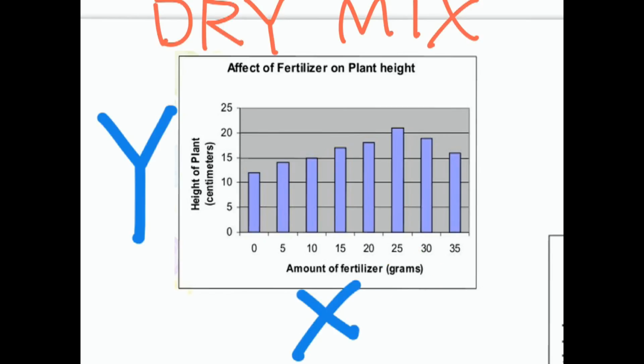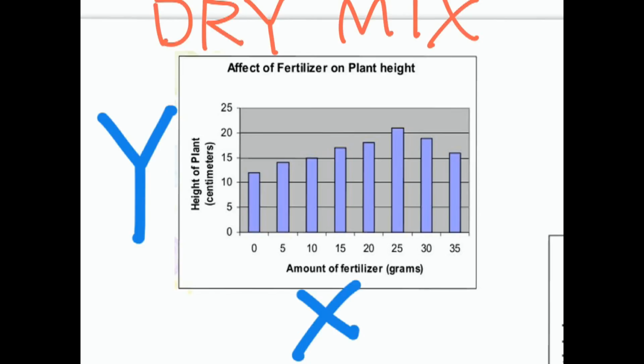I added the different amounts of fertilizer in grams. Remember to always put your units in parentheses. So I added 0 grams of fertilizer to this plant. I added 5 grams. I added 10 grams. I added 15, and so on. I did this. I know this. It's what I manipulated. It's your independent variable on your x-axis. Okay, so what is the experiment measuring? How did it respond? What is its dependent variable on the y-axis?